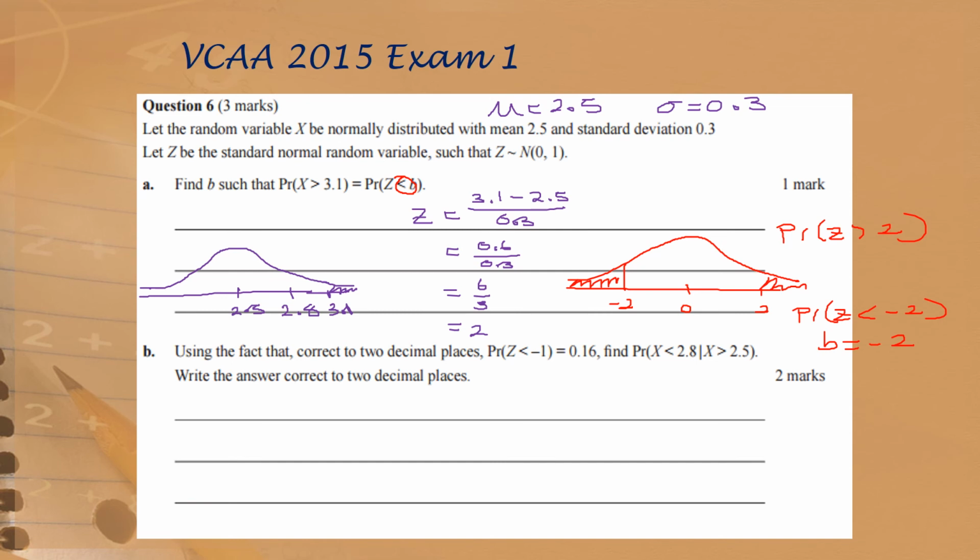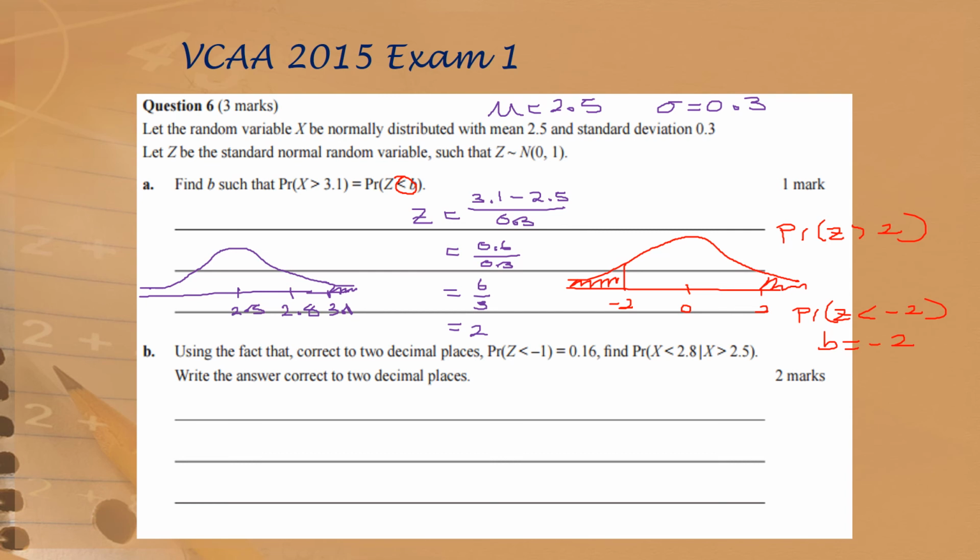Part B, using the fact that correct to 2 decimal places, probability z is less than -1 equals 0.16. Now what we're doing here is a conditional probability. Because we've got some information about standard normal, and because standard normal might help, although we could do it without as well, if I wanted to, I can convert this to standard normal values to start with.